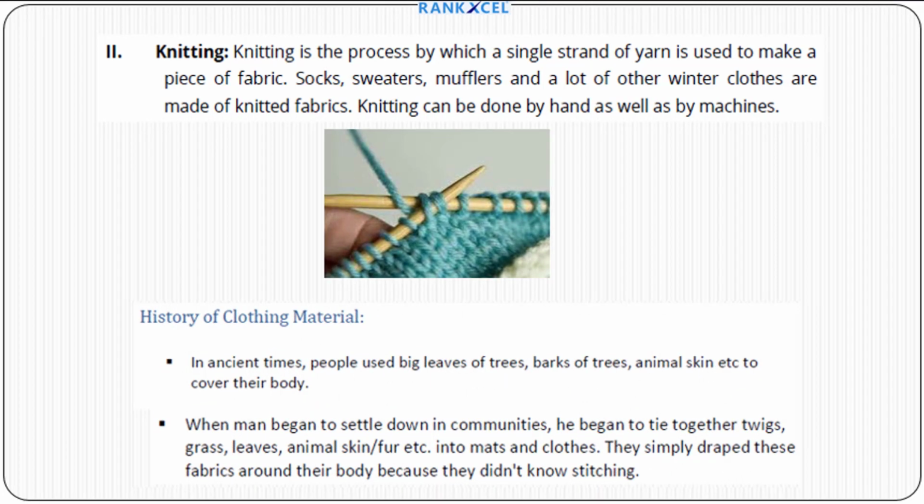In ancient times, people used big leaves of trees, barks of trees, animal skin, etc. to cover their body. When man began to settle down in communities, he began to tie together twigs, grass, leaves, animal skin, fur etc. into mats and clothes. They simply draped these fabrics around their body because they didn't know stitching.